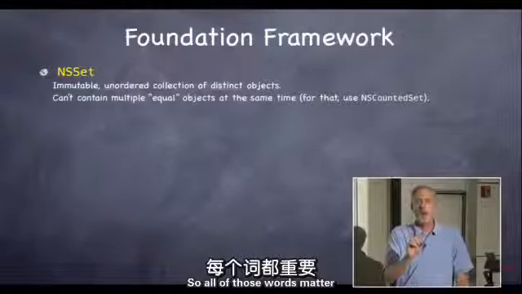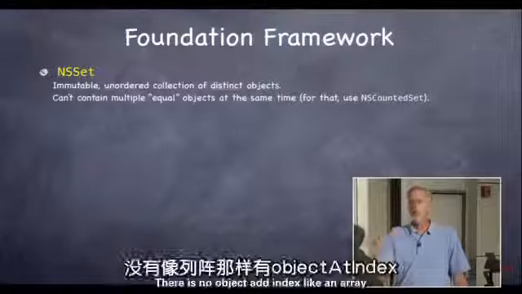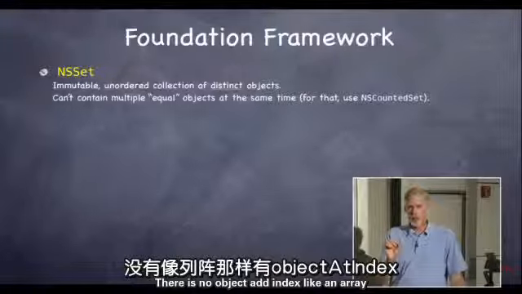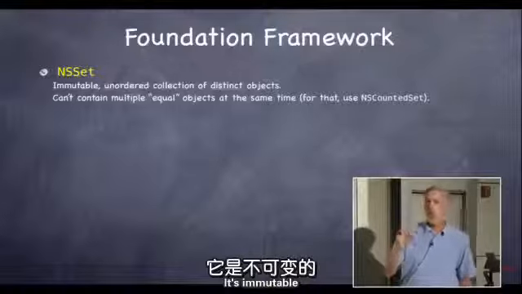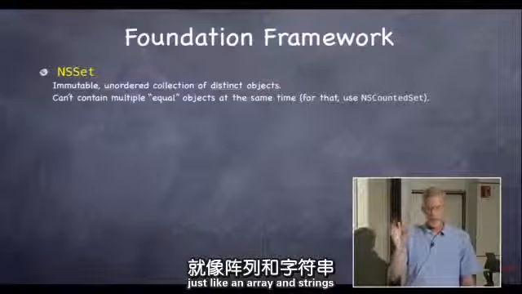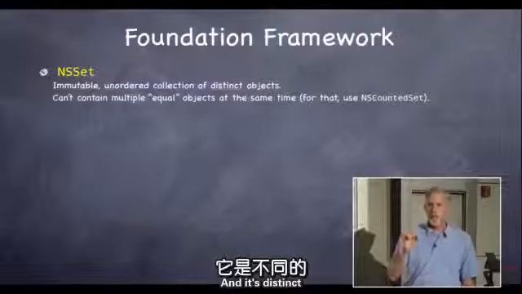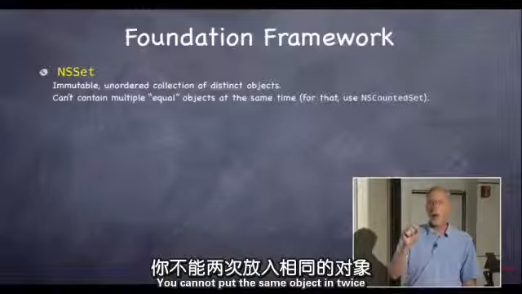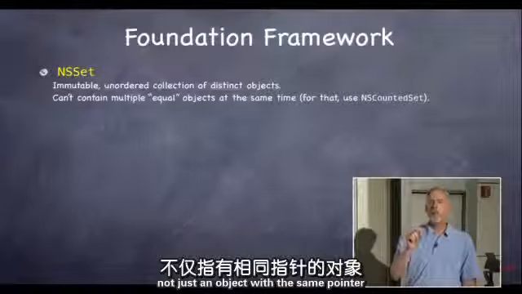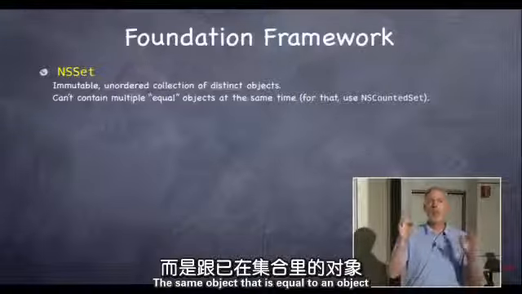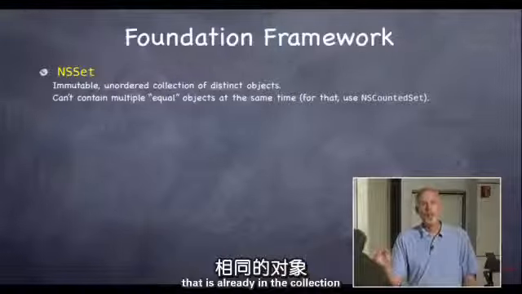So all those words matter, okay? It's unordered. There's no object at index like an array. It's immutable, just like arrays and strings, and it's distinct. You cannot put the same object in twice, not just the object with the same pointer, the same object that is equal to an object that's already in the collection.